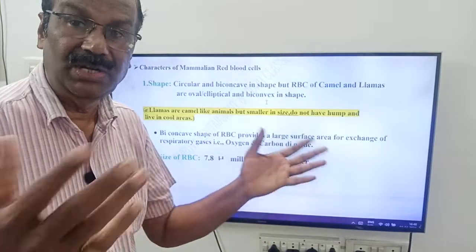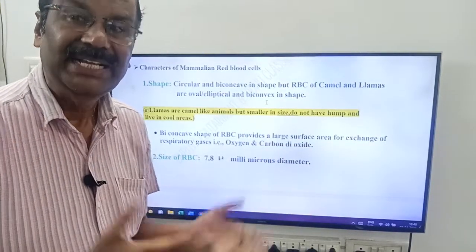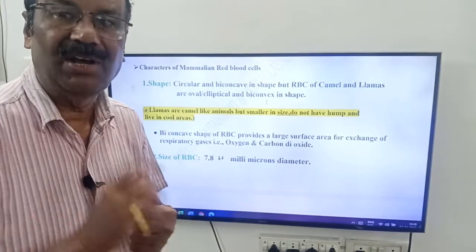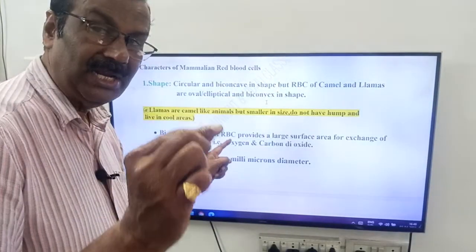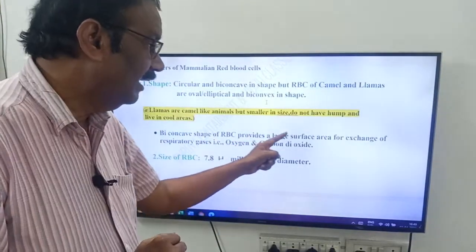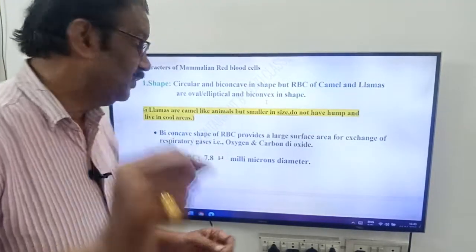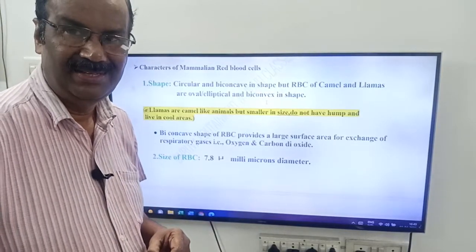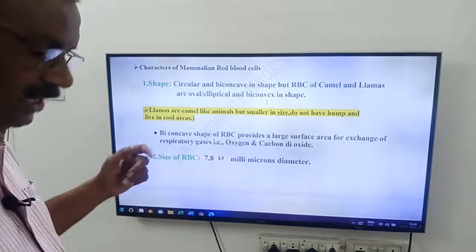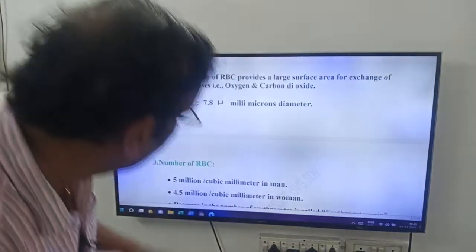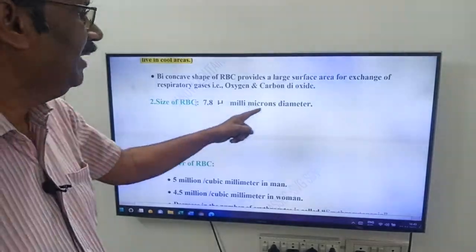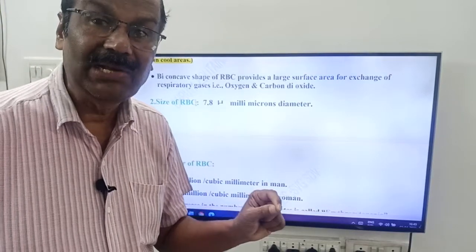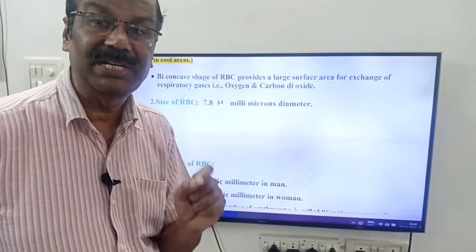You know friends, what is the role of the red blood cells? They have hemoglobin. Hemoglobin helps in the transport of respiratory gases. What are respiratory gases friends? Oxygen and carbon dioxide. So, the biconcave shape of red blood cells provides a large surface area for exchange of respiratory gases, like what friends? Oxygen and carbon dioxide. Very important friends. Next friends. Now come to the size of the red blood cells. 7.8 millimicrons in diameter.